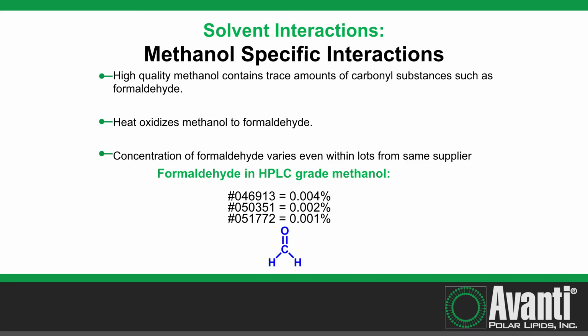Another example is methanol. Methanol is widely used in all lipid studies, and methanol can contain trace amounts of reactive carbonyls, for example, formaldehyde. So here's the structure of formaldehyde down here, and here are 3 different manufacturers of methanol, and you see they actually tell you how much formaldehyde is present in there. There's another way to get formaldehyde from methanol, and that's if you heat methanol. For example, when you flame seal a tube using glass blowing techniques, you can form formaldehyde.